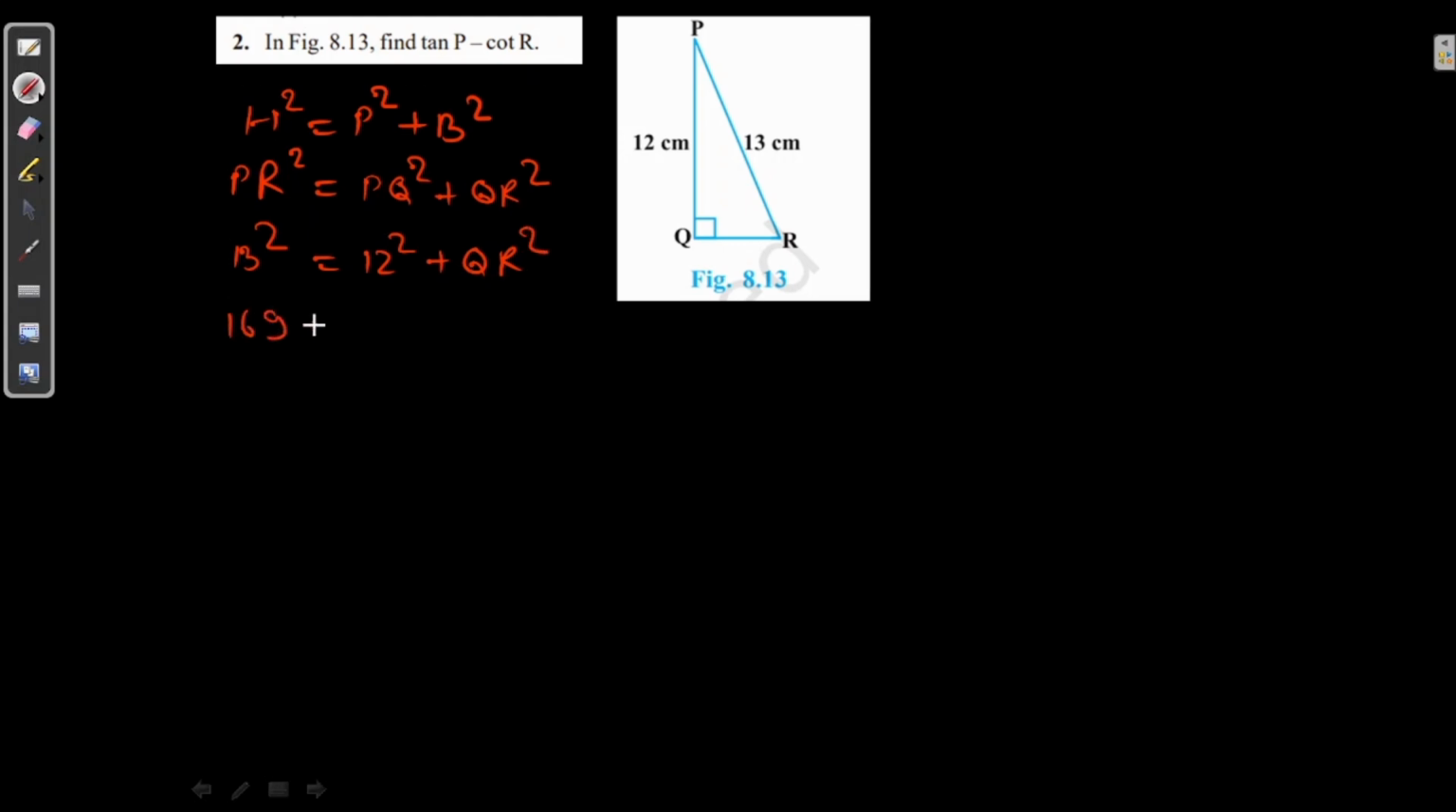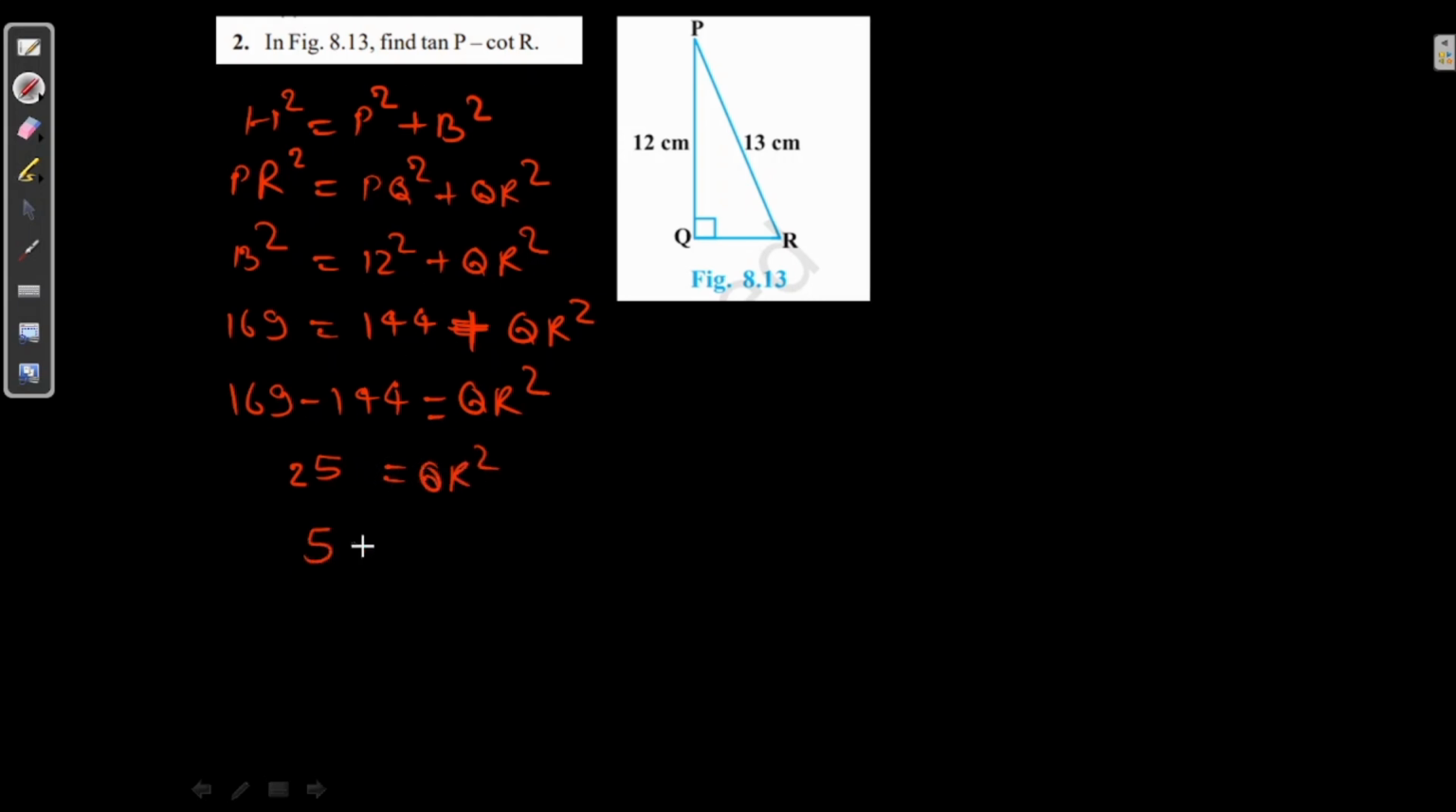13 square is 169. 12 square is 144. Okay, sorry, I have to put plus here. QR square. That 144 will go to the left hand side with a minus. So 9 minus 4 is 5, 6 minus 4 is 2, and 1 minus 1 is gone. So QR square is 25. Now you can easily compare, QR is going to be 5. So the value of QR is 5 centimeter. Right? Okay, so now I have the value of QR.